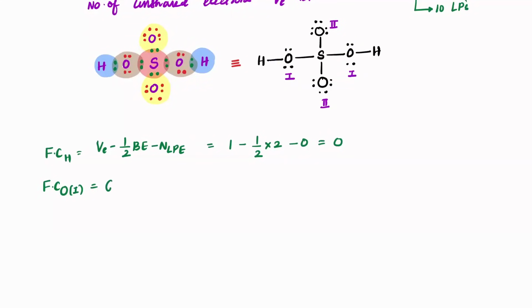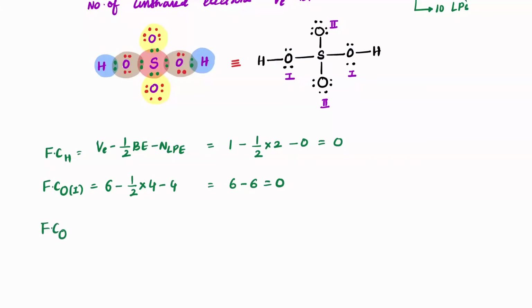So valence electrons are 6, half of bonded electrons. See, this oxygen makes 2 electrons here and 2 electrons here. So 4 bonded electrons minus number of lone pair electrons, 2 here and 2 here, total 4. So that makes it half times 4 minus 4, and again, you are getting 0. So the formal charge of this kind of oxygen, both of them have 0 charge.